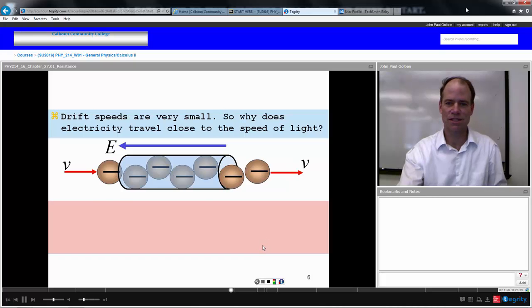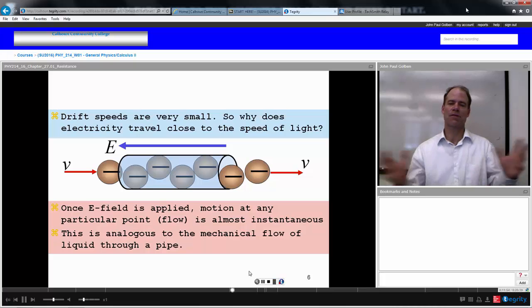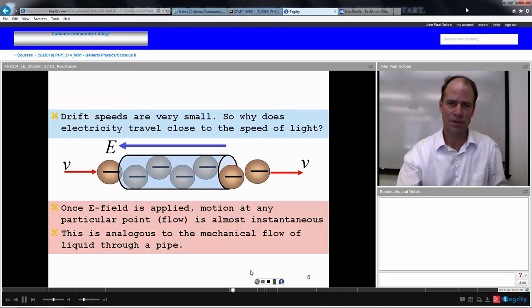So you won't see this diagram in your book, but it kind of illustrates that point, that the electron flow is kind of like the mechanical flow of water through a pipe.